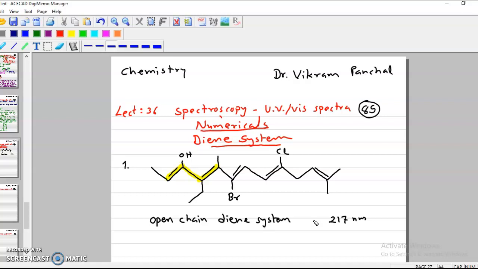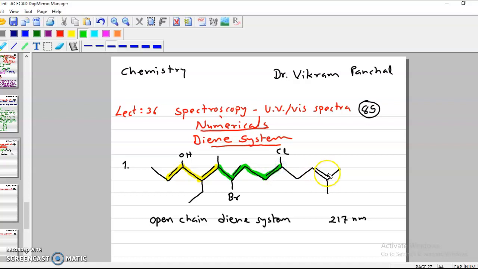Now we will see if there are any extra conjugated double bonds present or not. That is, if there is extension of this system or not. So again here there is single bond and then double bond, so we can extend this up to this. Now we will see whether this double bond is in extension with the system or not. Yes, because there is single bond and then one double bond, so again we have alternate system up to this one.